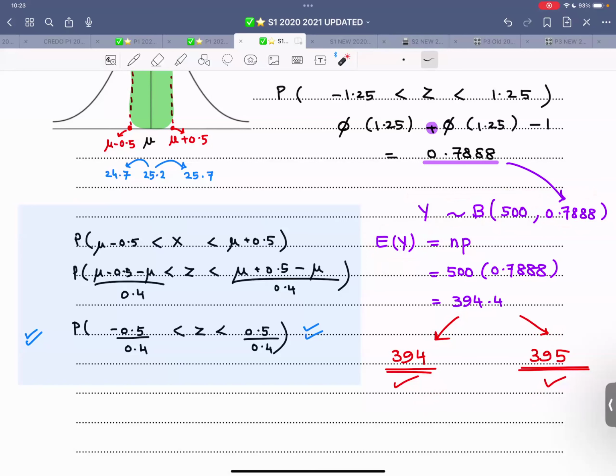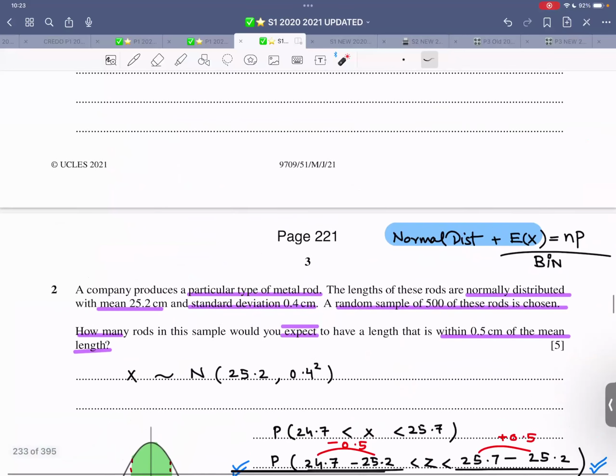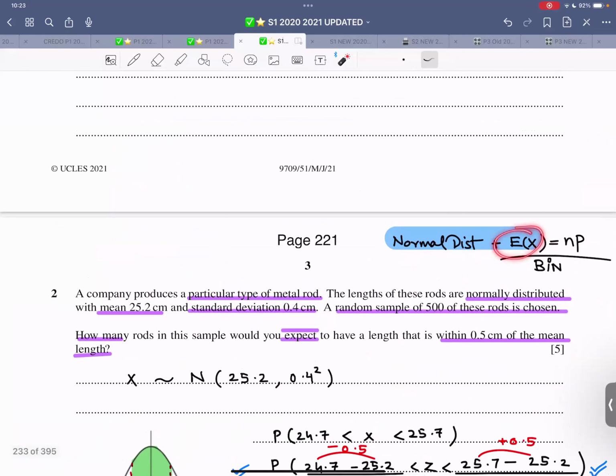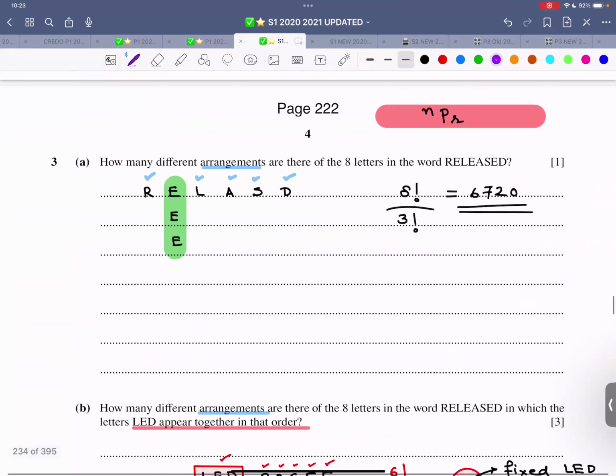What have I written over here? If I did not have access to this mu, I can still work in terms of mu. This is mu plus 0.5, mu minus 0.5. This mu cancels, mu cancels. This is 0.5 over 0.4. This is negative 0.5 over 0.4. And this is still exactly the same thing as this. So that is question number 2, which has normal distribution, and expectation is equal to np, and that is part of binomial distribution. 2 questions are down. Let's move to the third question.